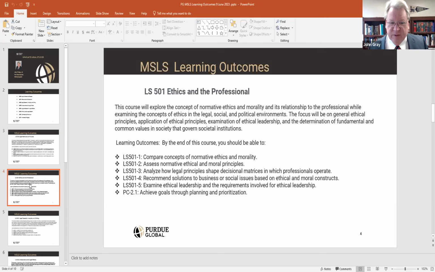You'll be able to recommend solutions to business or social issues that have arisen based on your study of ethical and moral constructs. You'll be able to examine ethical leadership, what it looks like, what it should be, and the requirements involved for ethical leadership to go forward. You'll be able to also achieve goals through planning and prioritization of things that need to be done.